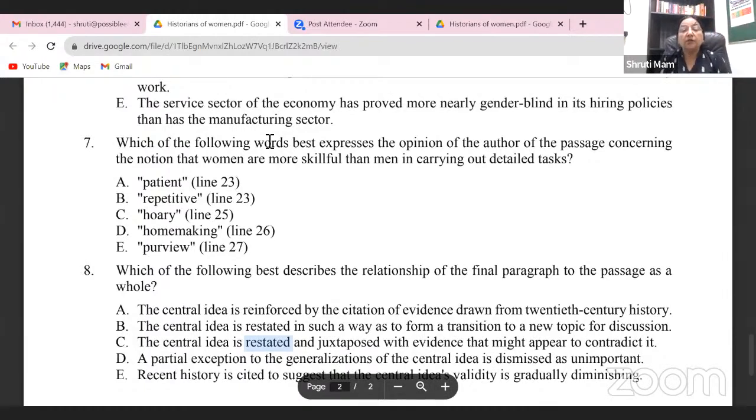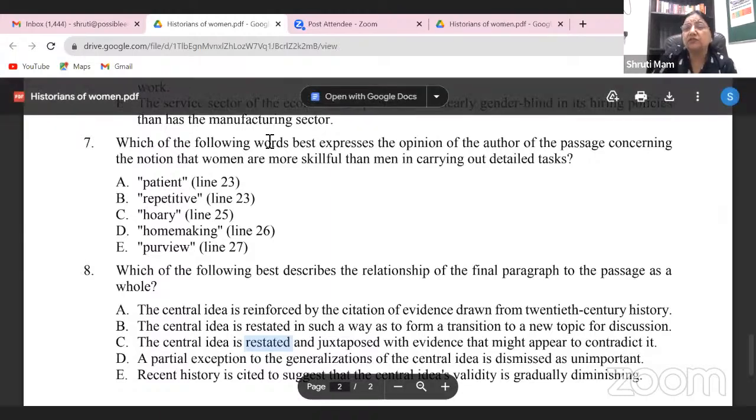Now, three of the option choices say it is reinforced. Yes, it is. It is restated. If you're confused in this, let's keep all of these. No, D is wrong because it is not a partial exception. There is no exception cited. Recent history is cited? No, recent history is not cited. It is the World War that is cited. So two of these options do not work.